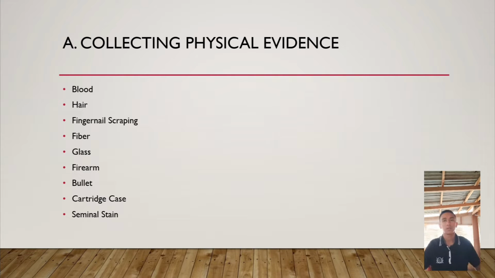So there are three ways to collect blood: collection of liquid blood, collection of dry blood, or collection of wet blood on clothing. So let's go first to collection of liquid blood. To collect liquid blood, use a clean disposable pipette or eyedropper for each sample collected.